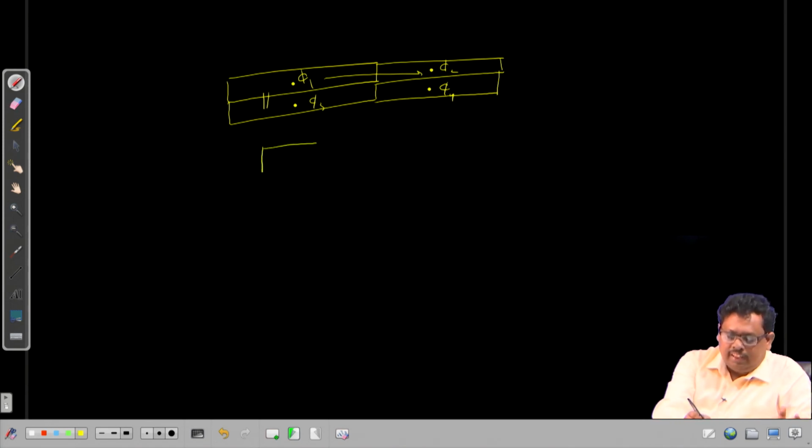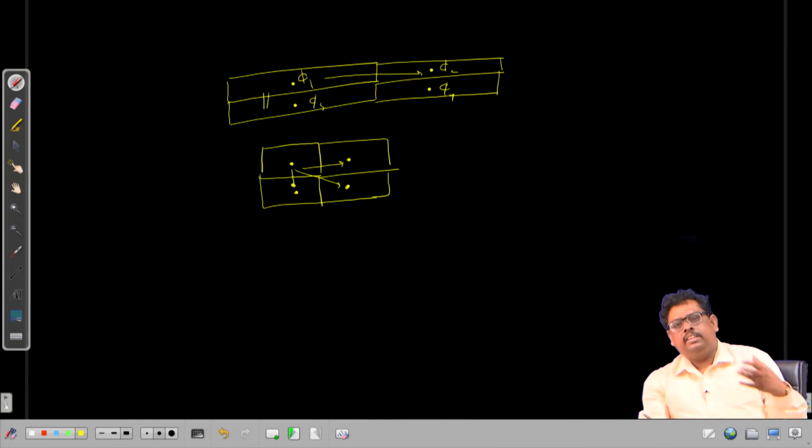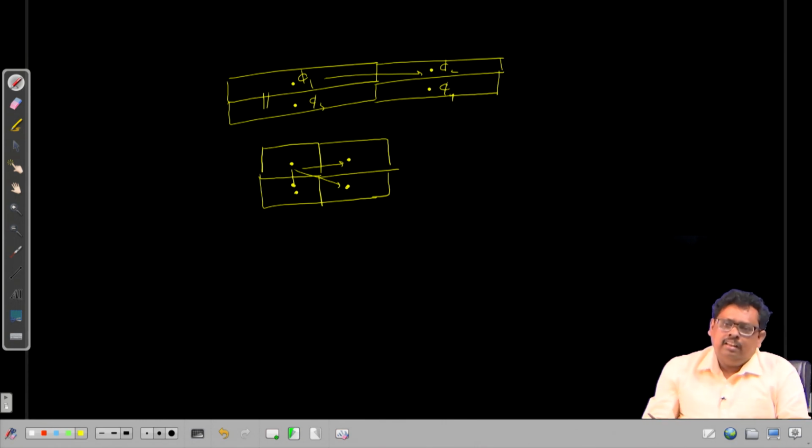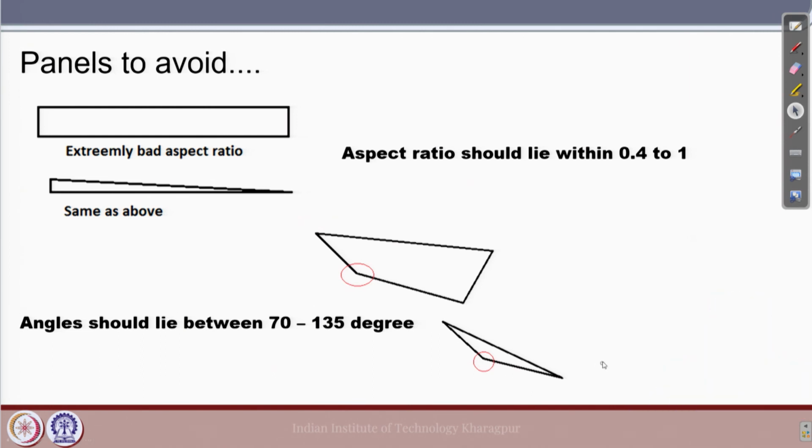Now, compared to that, if you have this panel, some panel like this, you can see that the distance from this and the distance from this, I mean these neighboring distances, are almost of the same order. This sort of thing actually helps in your coding. So that is why you need to take care about all these things.